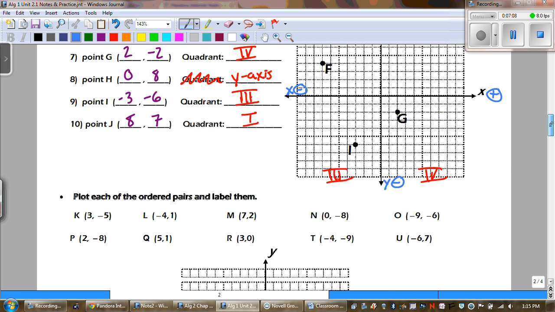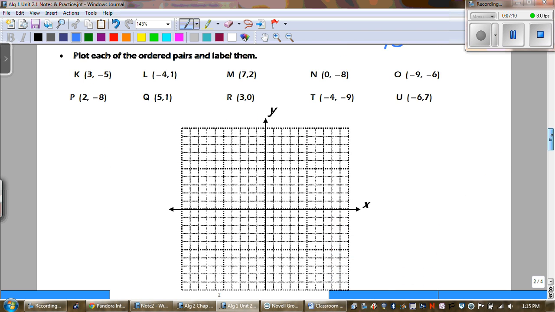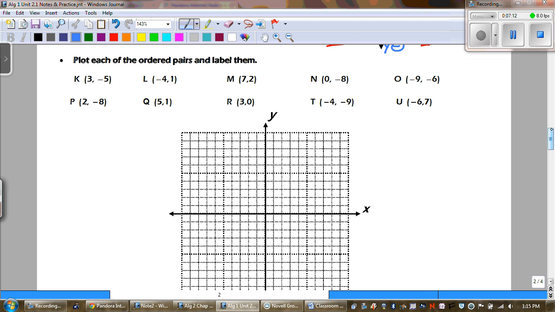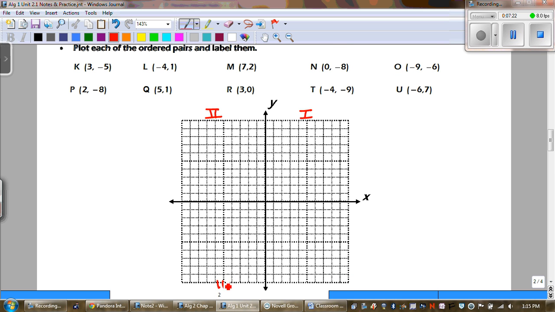All right, the bottom part. It says plot each of the ordered pairs and label them. Okay, so what I'm going to do, I'm going to make sure I write down all the quadrants. So I got quadrant 3 and quadrant 4. And then I know that x is positive, y is positive, oh, it's the left, x is negative, and we go down, y is negative.